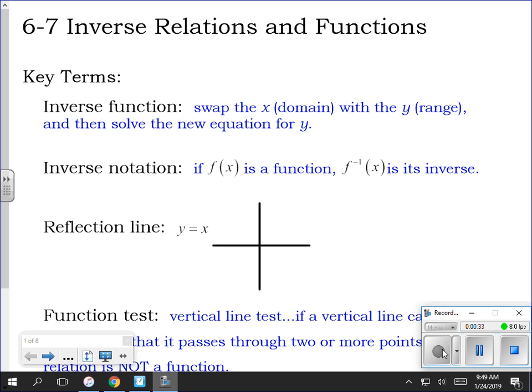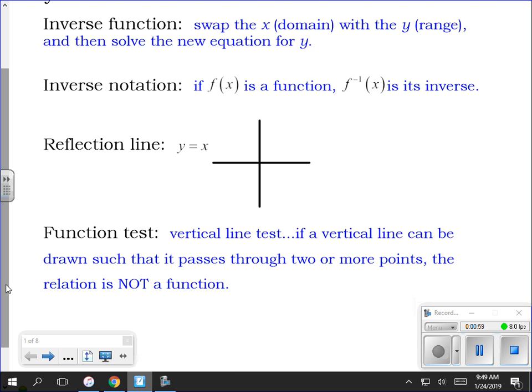Inverse notation. If f of x is the function, f to the negative 1 power is its inverse. That's what that means. It's the inverse. It's slightly different because it's part of the function notation. X to the negative 1 is 1 over x. F to the negative 1 is not 1 over f. It's the inverse notation. It's because of where it is in the function. Okay, it's part of a function notation.